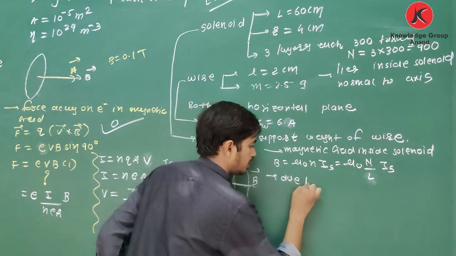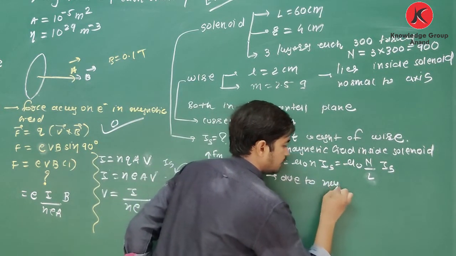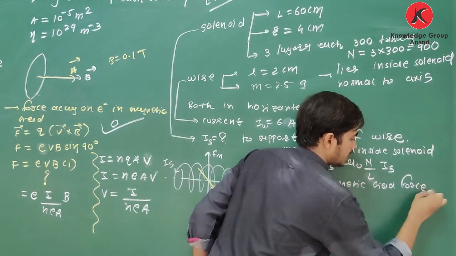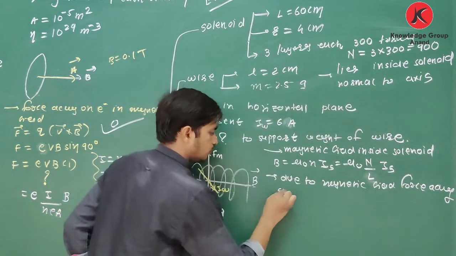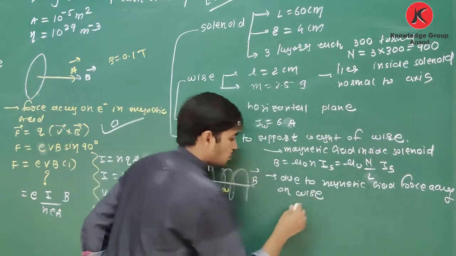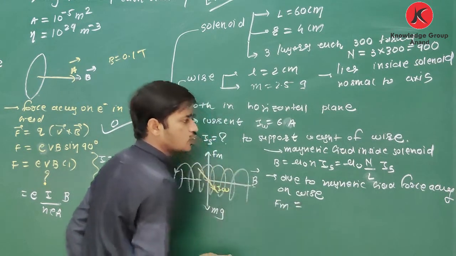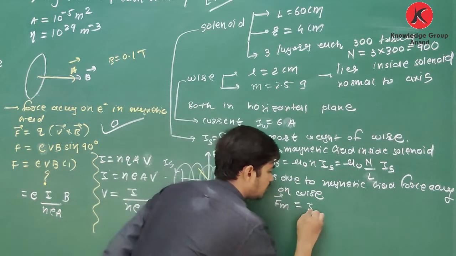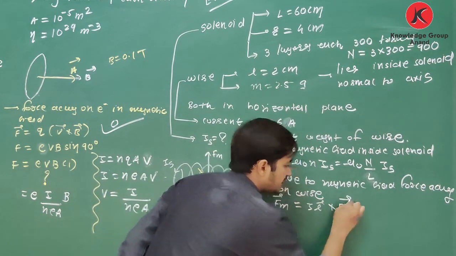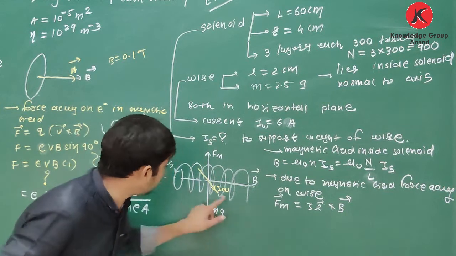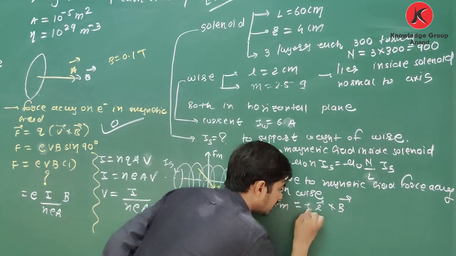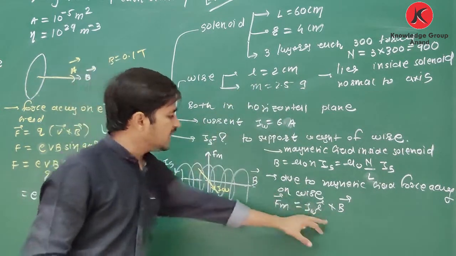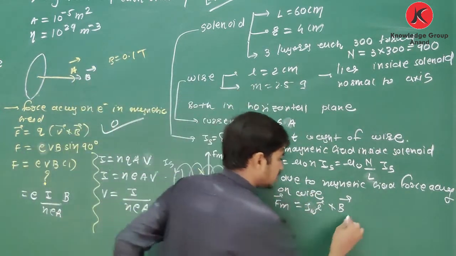Now, due to this magnetic field, what is the force acting on the current carrying wire? Due to the magnetic field, the force acting on the wire, that is Fm, is equal to, yes, what is the equation? Fm is equal to I L cross B. But what is the current flowing through the wire? It is I_W, so here I will write I_W. Clear about this? L, yes, the length of the wire is L. B is the magnetic field. How to write its magnitude?